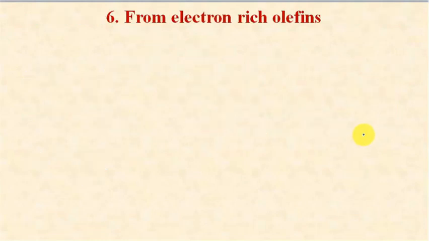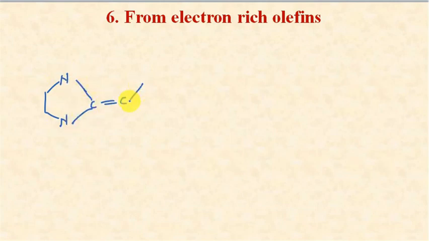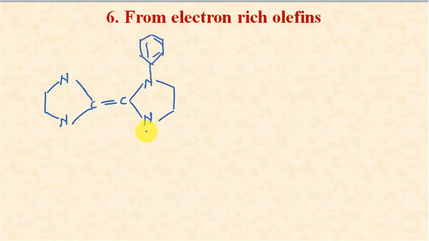The next method for the preparation of Fischer carbene complexes is from the cleavage of electron rich alkenes. Now what are electron rich alkenes? Those in which highly conjugated structures are present. So one example is of bisimidazolidine derivatives. This can be shown in this way. We have nitrogen atoms at this position, carbon atom here, carbon, nitrogen, nitrogen, and these nitrogen atoms further have phenyl substituents.